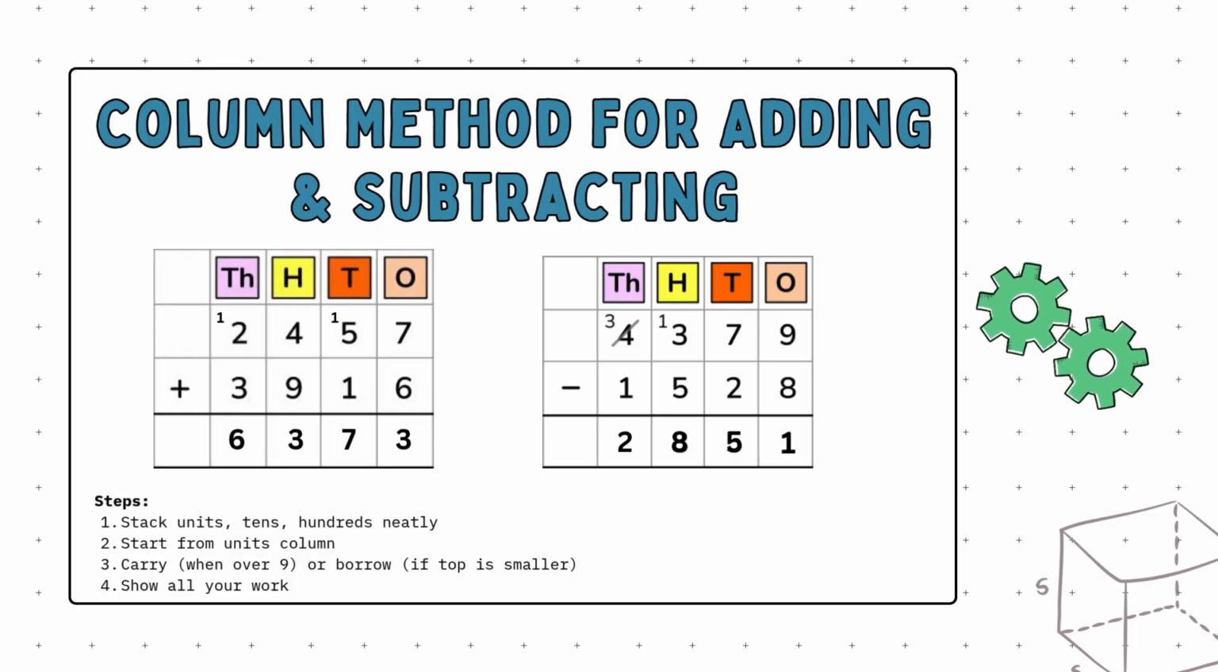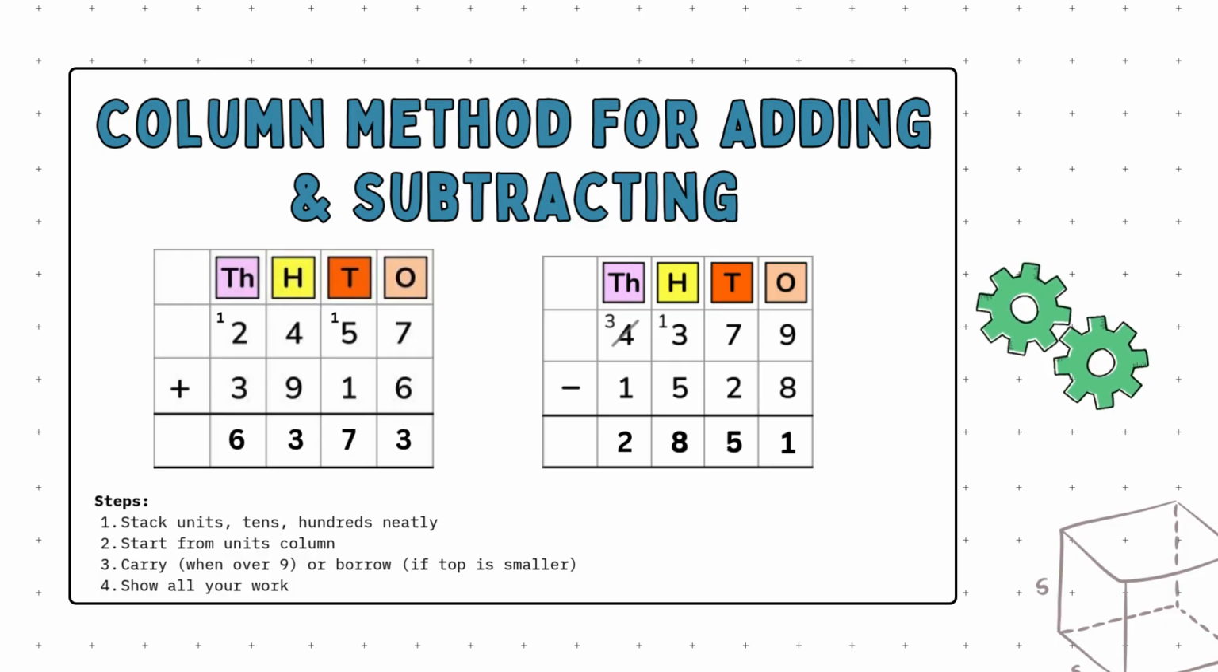When we are adding, we always start from the right hand side, which is the unit column. If the total in one column is more than 9, we can't write two digits in one place. So we write down the second digit and carry the first digit over to the next column on the left. Like we've done here with the 7 plus 6 is 13. We keep the 3 here and we take the 1, the 10, to the next column.